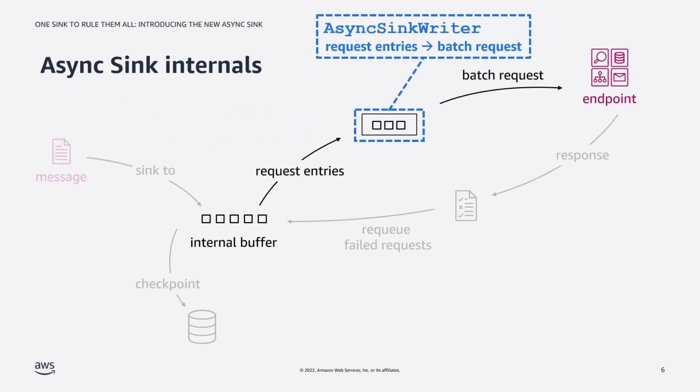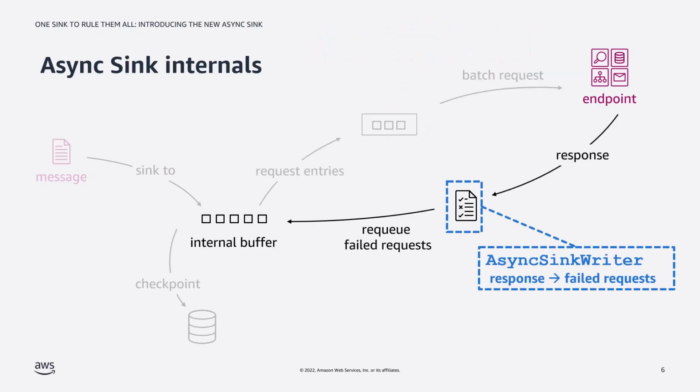And this is done by the Async Sink writer. So the Async Sink writer basically receives a set of request entries and is then expected to make a batch request against the endpoint, inspect the response from the endpoint, and watch out for failures. And all request entries that have not been persisted successfully then need to be requeued into the internal buffer. And this protects against failure of the endpoint or throttling of the endpoint.